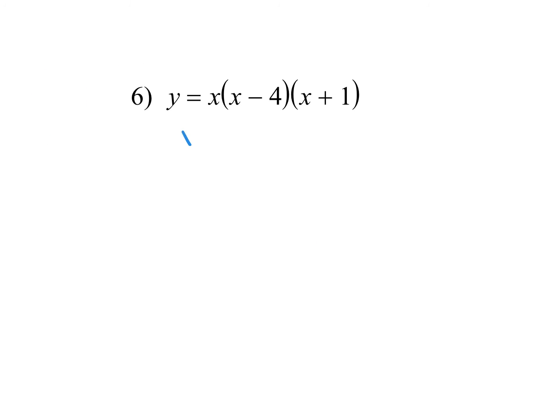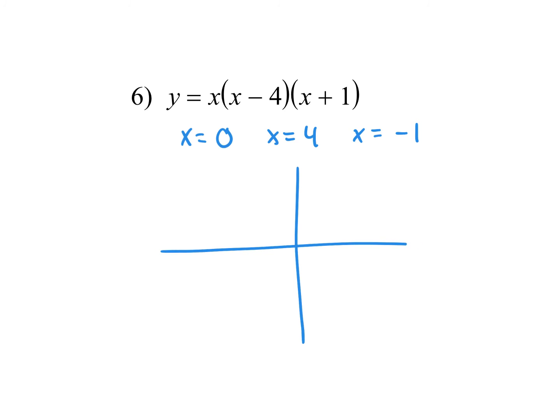All right, number 6. Sienna, what are our zeros? X equals 0, x equals 4, and -1. Awesome. 0, 4, and -1. So we put those on our graph. We put a point at 0, a point at 4, and a point at -1. Ashton, what's our end behavior here? X to the third power. So what direction are our arrows going to go? Down and then up. So then we connect the dots. Any questions here?